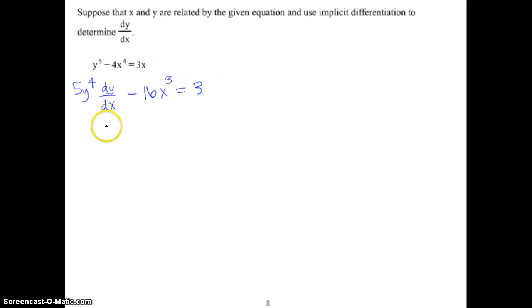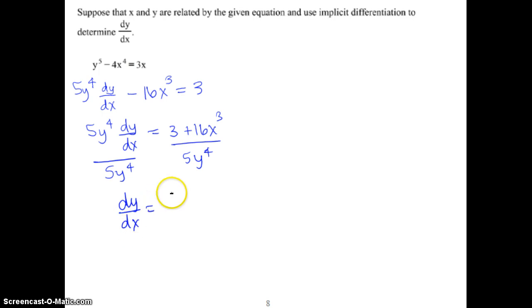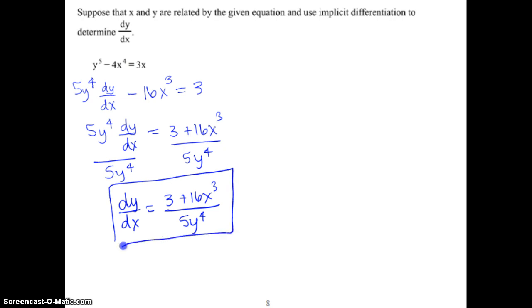Again, we're going to isolate dy dx. So we say 5y to the 4th dy dx is equal to 3 plus 16x cubed. Then divide both sides by 5y to the 4th, and we get dy dx equals 3 plus 16x cubed over 5y to the 4th. Do you see there's nothing that we can cancel? So the derivative of y with respect to x in this function is 3 plus 16x cubed over 5y to the 4th.